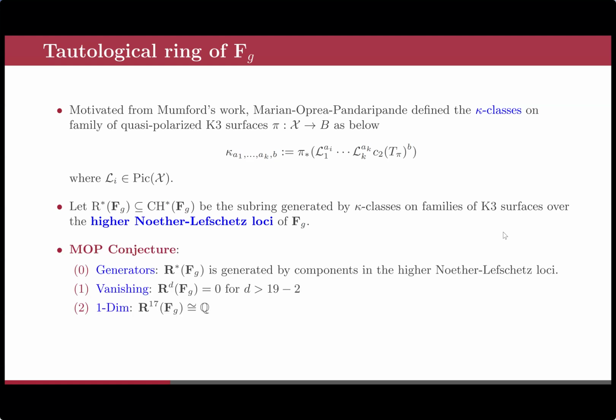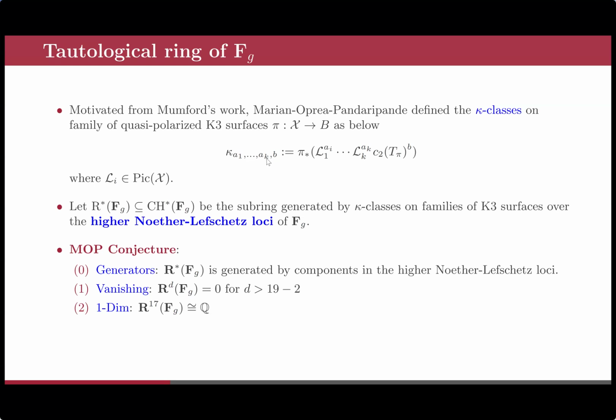Okay, and here is a conjecture by Marian, Oprea, and Pandharipande. In this case, they also have some parallel conjectures. First, they conjecture the generators. So they conjecture that the generators of this subring are nothing but the components of the Noether-Lefschetz loci. It's easy to say that the components of Noether-Lefschetz loci lie in this subring. But actually, you have more classes because you can vary a_1 to a_k, and these are arbitrary integers, and b is also arbitrary. But here the general conjecture is that although you have many kappa classes, they are still linear combinations of the irreducible components in the Noether-Lefschetz loci.